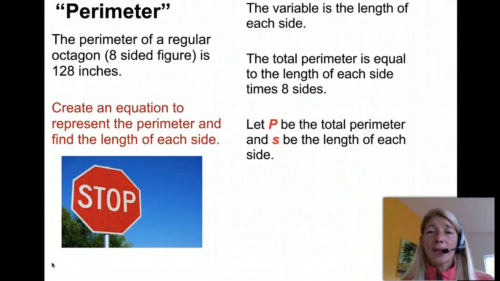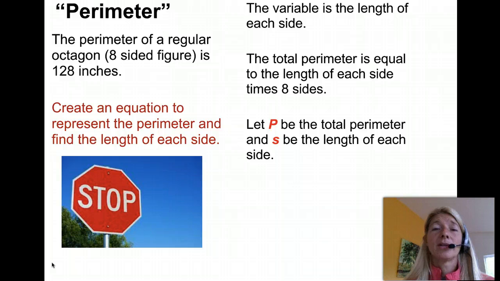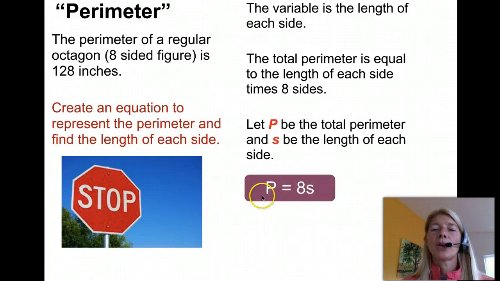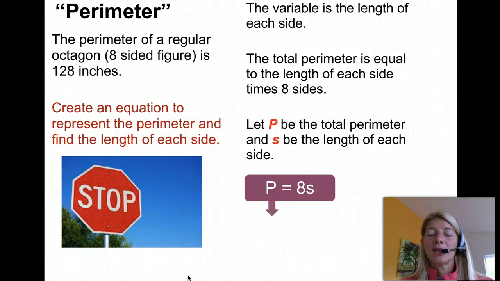So in this case, we're going to let P represent our total perimeter. That would be in place of Y, and we're going to let S be the length of each side. And that would be in place of our X. So we come up with an equation. Perimeter is equal to 8 for 8 sides times whatever the length of each side is. And like we said, that's our variable up here. We don't know what that is. Okay, our perimeter is given. We said over here it's 128 inches. So we can substitute that perimeter in, and we'll be left with just an S, which is what we're trying to solve for, the length of each side.